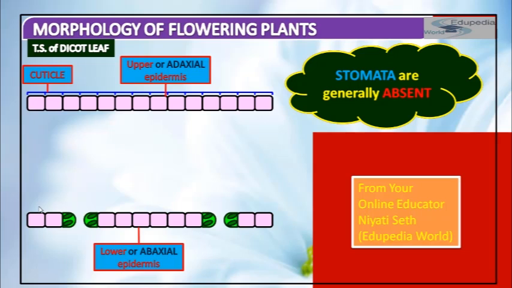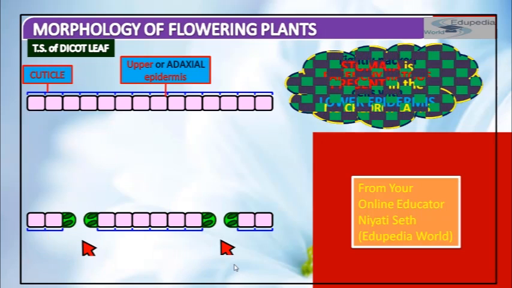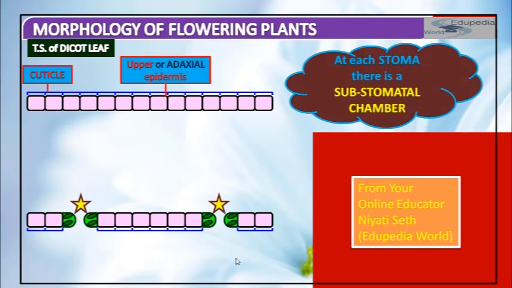What is it called? Hypostomatic. Hypostomatic means presence of stomata on the lower side of the epidermis, right? See, this is the cuticle which is covering the lower epidermis, which has stomata present on it. That's why it is called hypostomatic. At each stoma, there is a substomatal chamber. See, this is the chamber which we call the substomatal chamber.